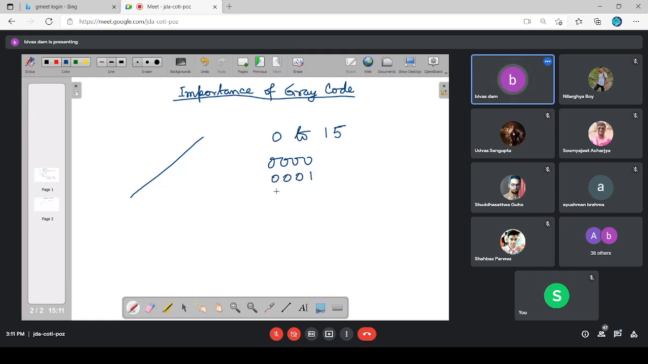The next one should be 0010. Then 0011, then 0100, then 0101. This way it will continue.